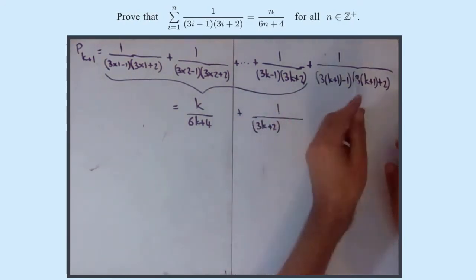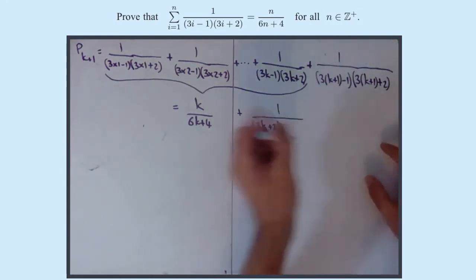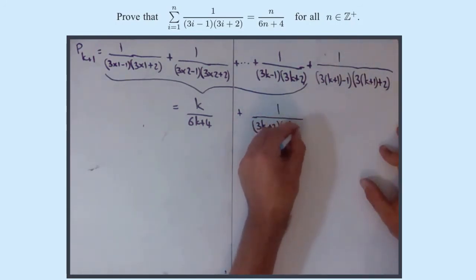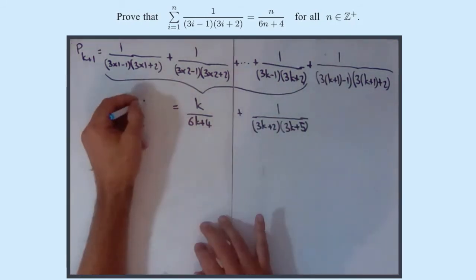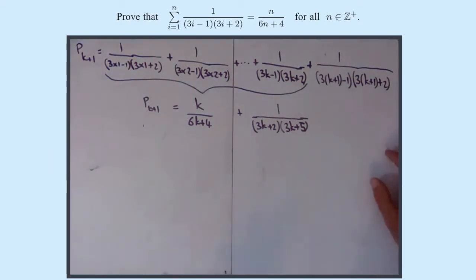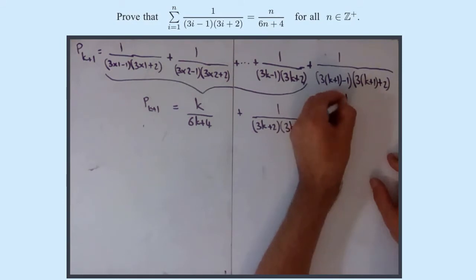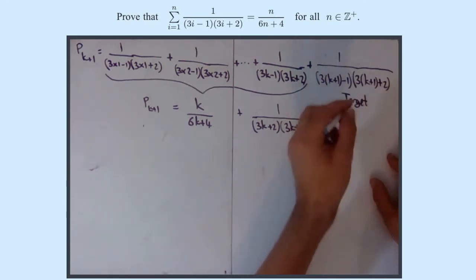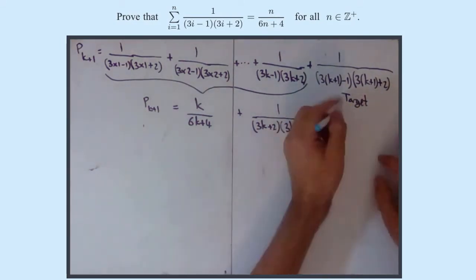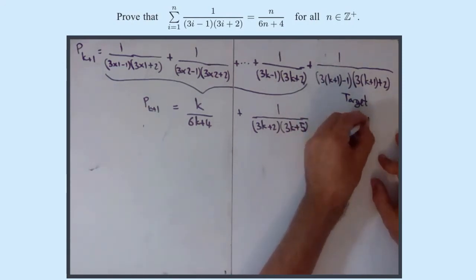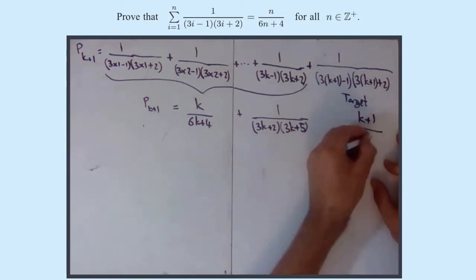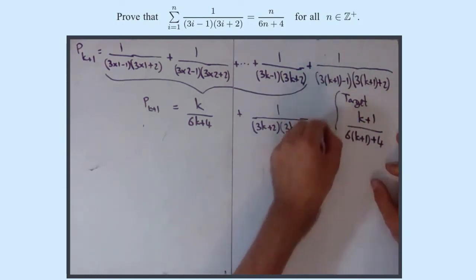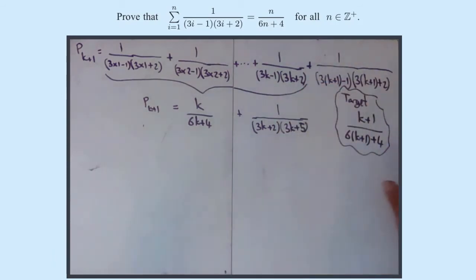And this one would be 3k plus 3 plus 2, so that would be 3k plus 5, right? So that's the k plus 1th case, or P(k+1). And I think a reminder of our target would be quite good, seeing as it's on the other slide. What we're trying to turn this whole term into is (k+1) over 6(k+1) plus 4. That is where we want to end up.